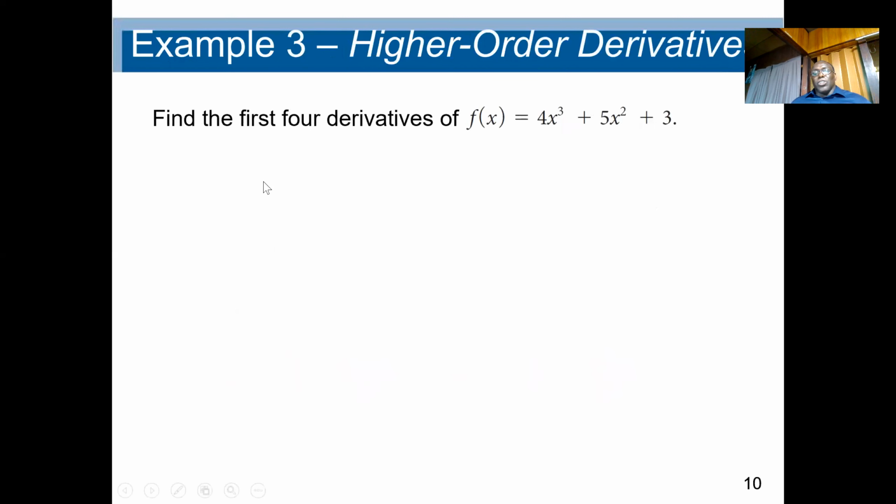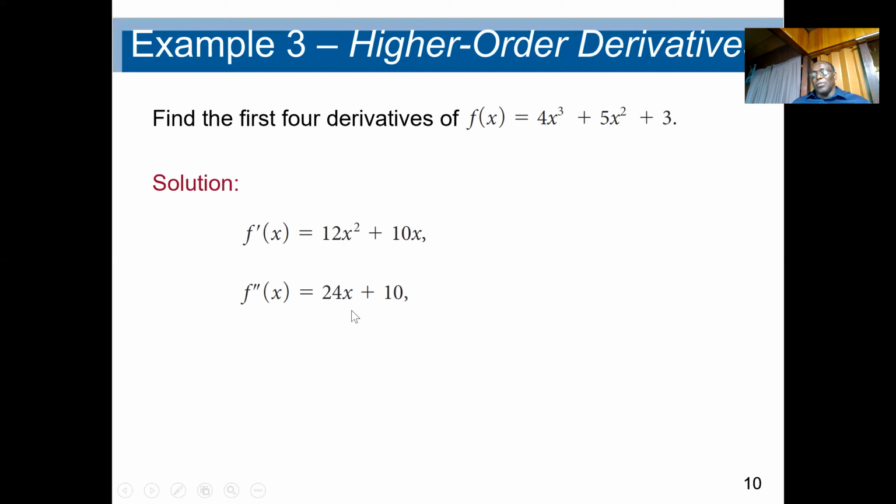So for example, the question here says, find the first 4 derivatives of f of x equal to 4s cubed plus 5s squared plus 3. So here we are looking for the first 4 derivatives. So I need to look for the first, second, third, and then fourth. So the first derivative, I'll get 12s squared plus 10s. Then the second derivative, I will get 24s plus 10.